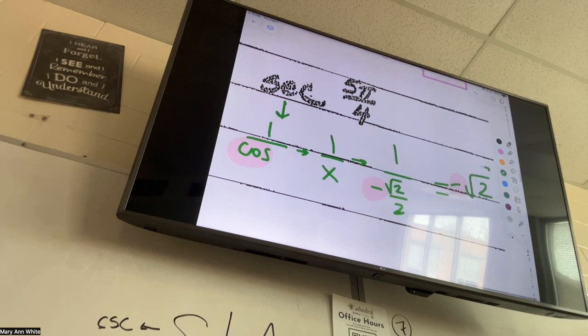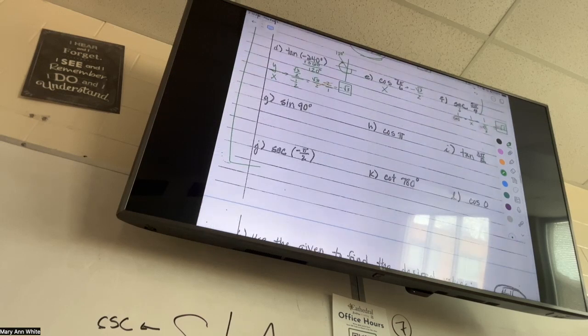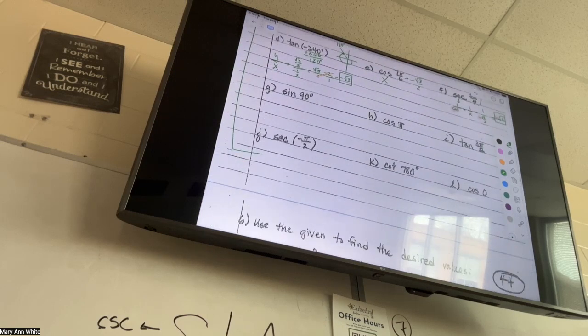This is where I'm telling us to work smarter, not harder. Kind of notice these patterns. Could I do all the work I did up there again? For sure. Do I want to? No, I don't. Okay, the last few are mostly quadrant angles.